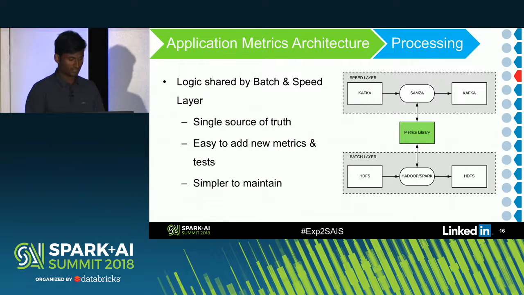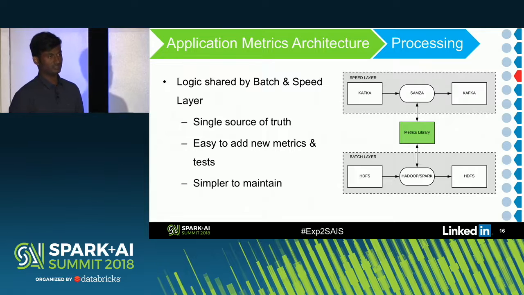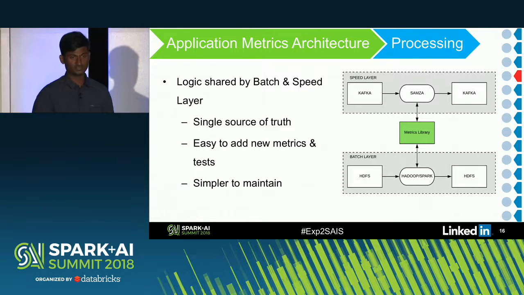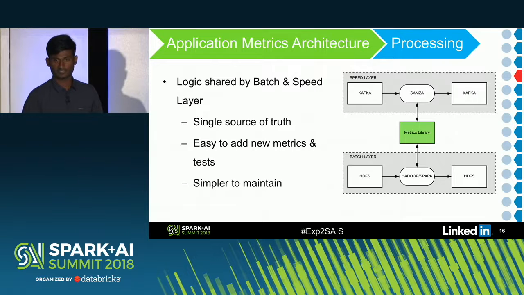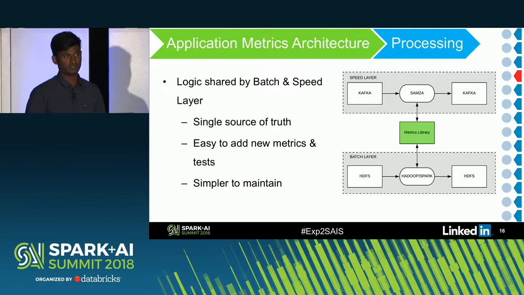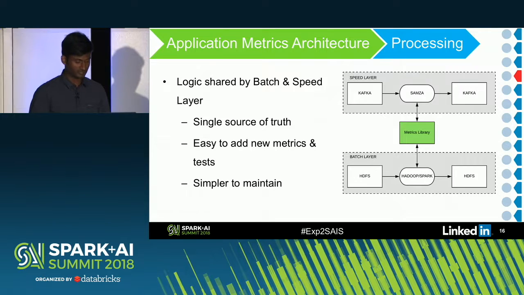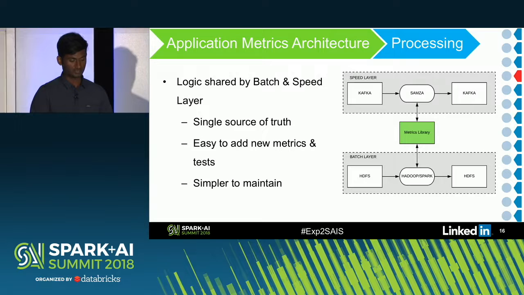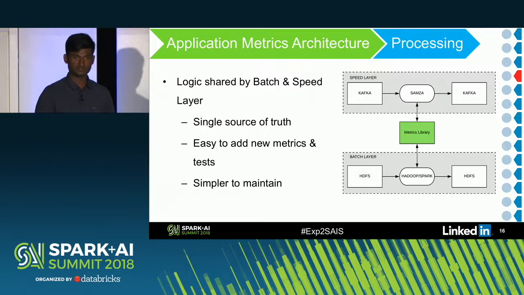So one thing that you'll note here is that both the batch layer and the speed layer were essentially trying to do the same thing. So in order to avoid that duplicate logic, we built a metrics library where we defined all of the metrics and ensured that both the batch layer and the speed layer just call this metrics library, which is essentially a repository of all the derived metrics. This way the metrics are completely isolated. It becomes easier to monitor the pipeline. It also becomes easier for us to add more metrics and test them out.